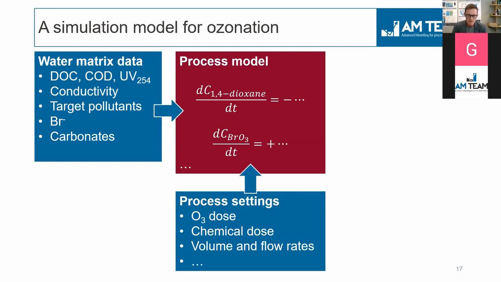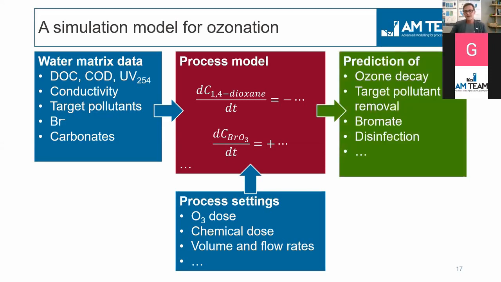Of course, it's quite sophisticated because it includes all these reactions, carbonates, bromides, target pollutants, and things like that. But in the end, if you have this set up for your matrix, then you can actually start predicting ozone decay, target pollutant removal, bromate, and disinfection in your specific plants, depending on your specific process settings, which you can actually play with in the model. So that is the real core concept of using a simulation model as an engineering tool.